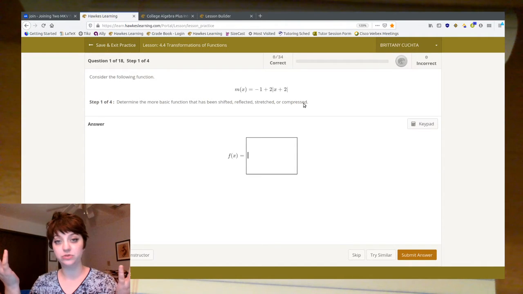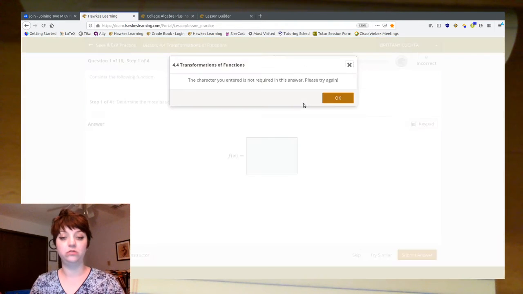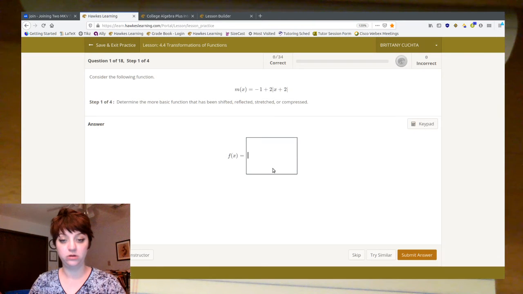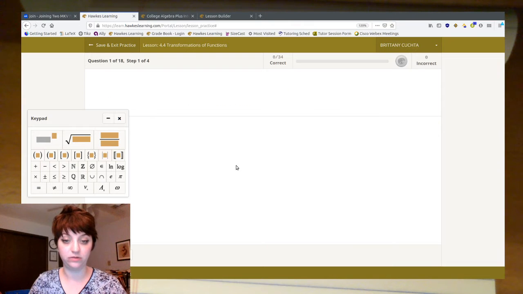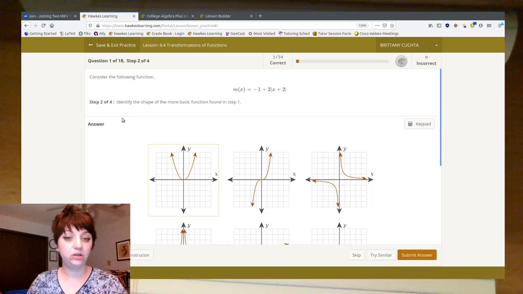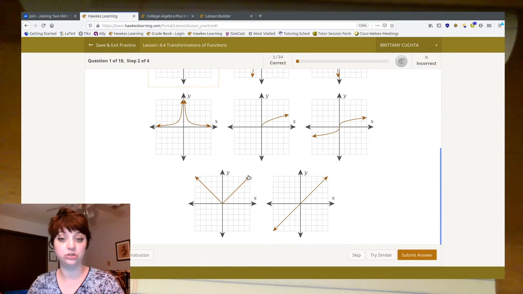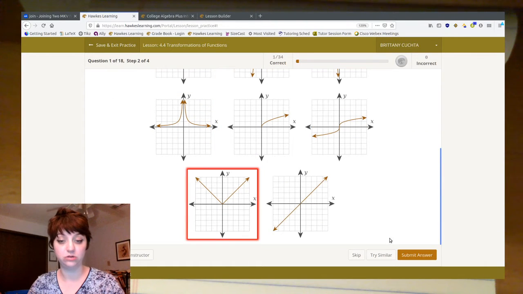So this has absolute value in it. So the most basic function, oh, it doesn't let me type pipe. Okay, cool. The most basic function then would be our absolute value of x. Then you're asked to identify the shape. So the absolute value has the V. That's always something that I wrote down when we were doing these transformations. So there's the V shape.